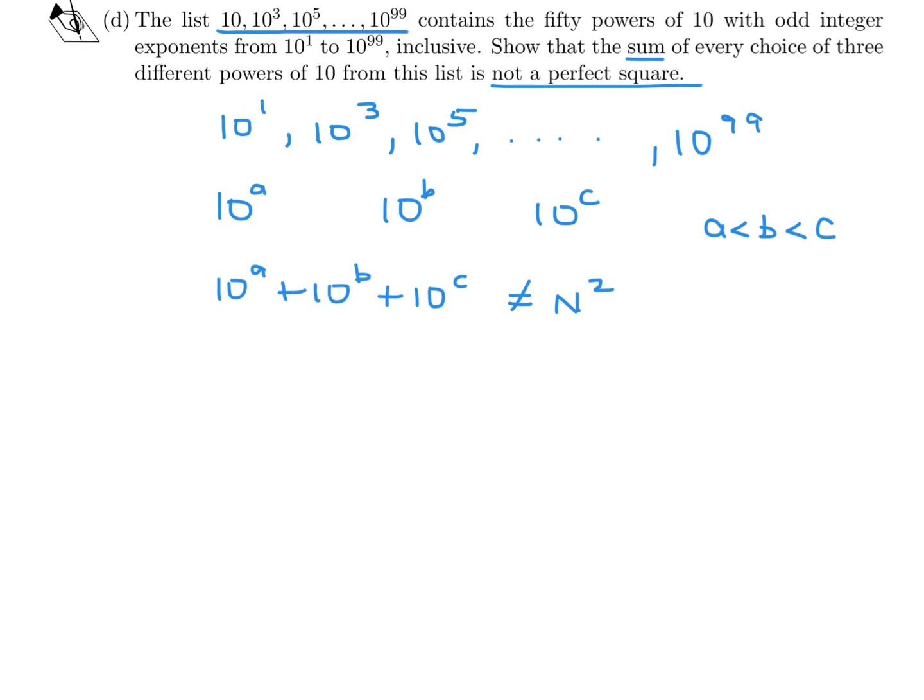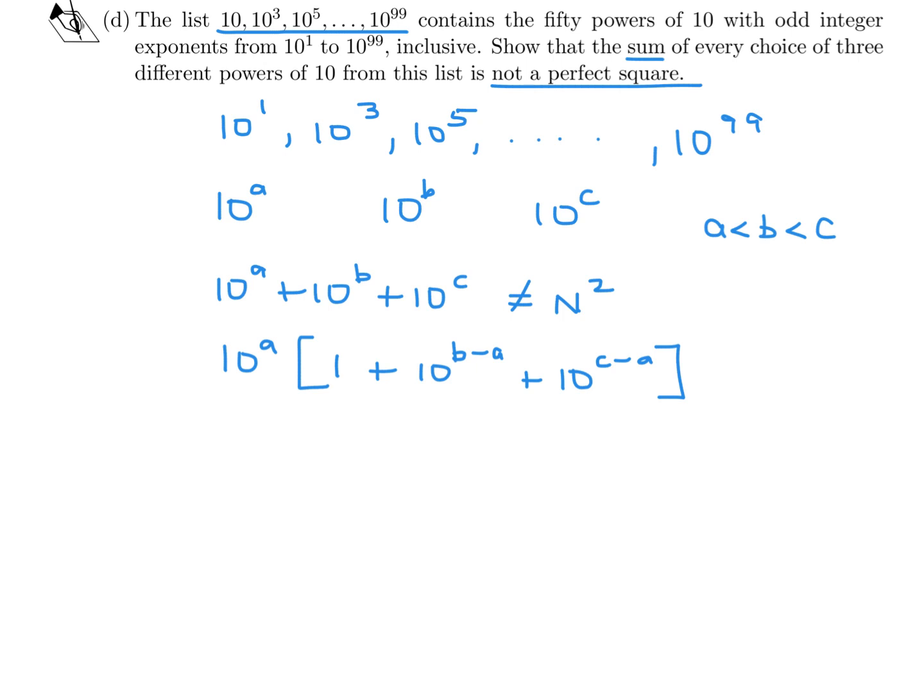All right, let's see what we can do. Well, the first thing I'm going to do is factor out a 10 to the power of A from this. So this will be 1. This will be 10 to the power of B minus A using exponent laws. And this will be 10 to the power of C minus A. Okay, so far no tricks, nothing.